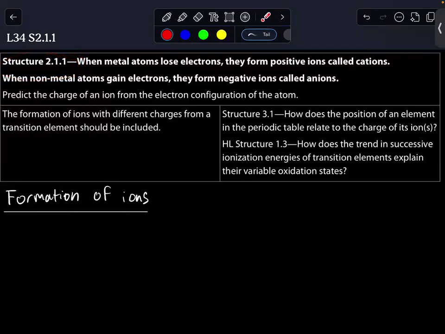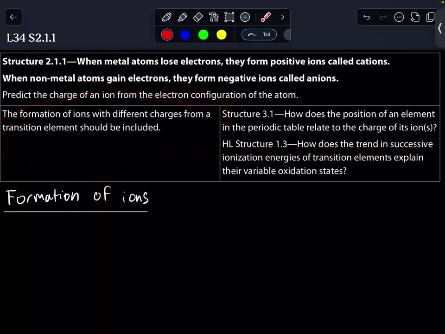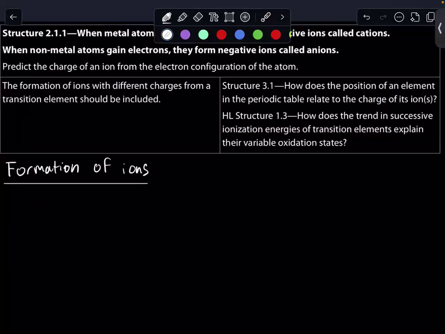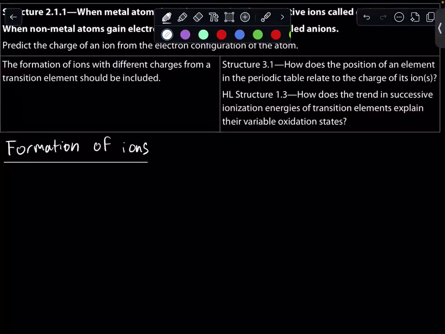We're starting chemical bonding. So when metal atoms lose electrons, they form positive ions called cations. And when non-metal atoms gain electrons, they form negative ions called anions. That's the main point of what we're doing. We need to be able to predict the charge of an ion from the electron configuration of the atom. That's our main goal. And the formation of ions with different charges from a transition element should be included. So we're going to talk about the formation of ions with transition elements. Now, if you've been watching the HL videos, you already got a little bit of that, but otherwise, let's go.